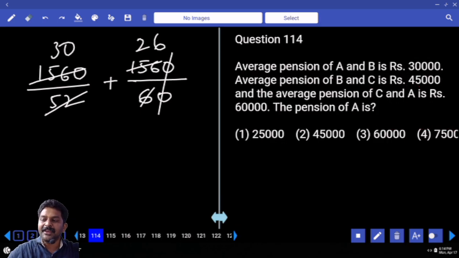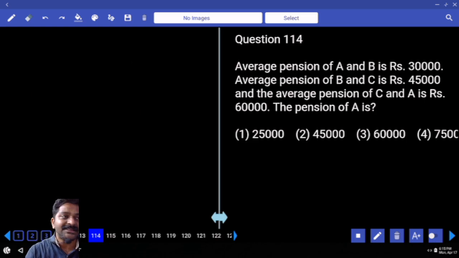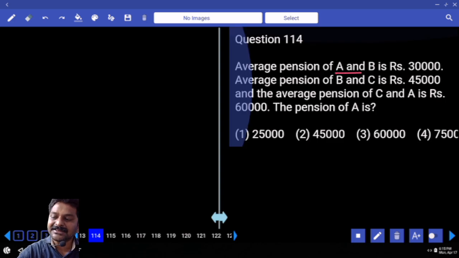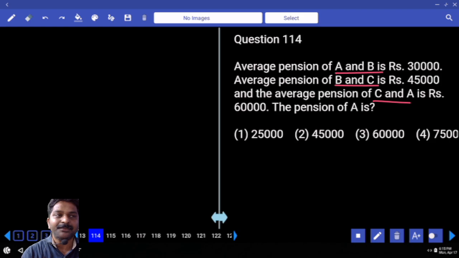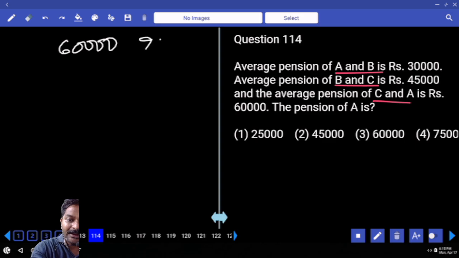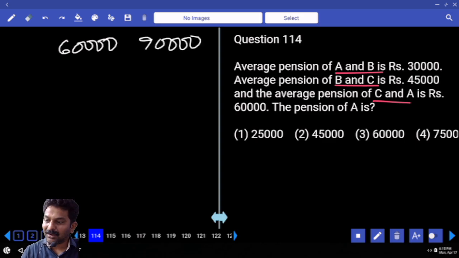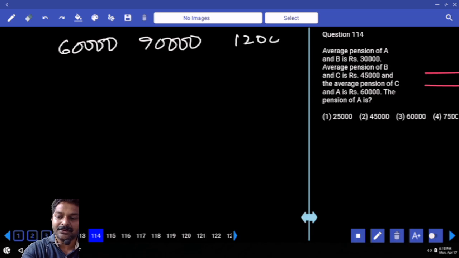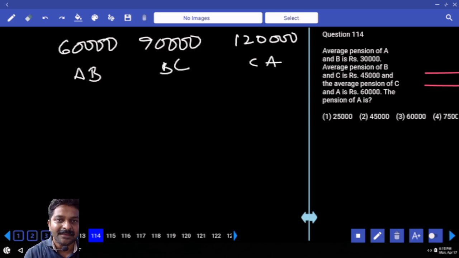The average pension of AB is 30,000, the average pension of BC is 45,000, average pension of AC is 60,000. What is the pension of A? Now, averages are mentioned. To calculate sum, we have to take 2 times of every number, which becomes 60,000, 90,000, 1 lakh 20,000. Correct? This is AB, BC, CA. The question is about A only. Where is A? In first and last, right?